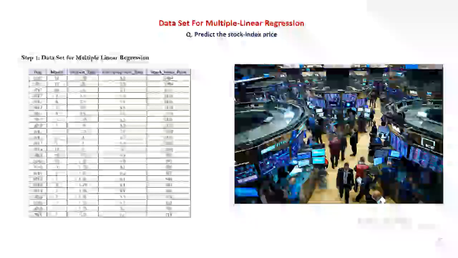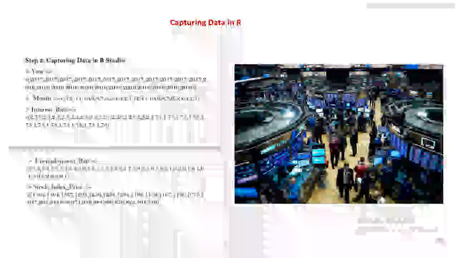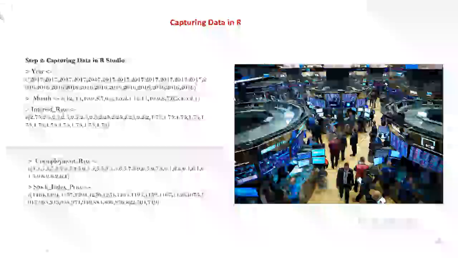For that, obviously you have to find out which independent variables you have to take care of while modeling this multiple linear regression. Obviously we know that the stock index price is the dependent variable, and the unemployment rate plus interest rate are the independent factors. So how are you going to model it? For that modeling, I have used R programming. In R, we capture the year, month, interest rate, unemployment rate, and stock index price, and we are just creating a data frame.